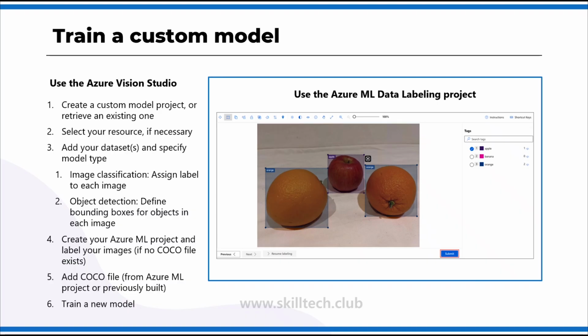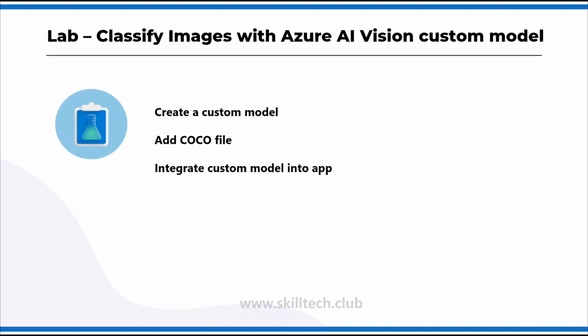After this, you have to create an Azure Machine Learning project and label your images if you do not have any COCO file. Depending on this, you have to add multiple images per category and then do all the labeling. Instead of this, if you want to use a COCO file, you just add the COCO file from your Azure Machine Learning project which you have previously built, and using the COCO file, data labeling is associated automatically. Finally, the last step is to train your new custom model. It's going to take some time, but once the training is done, your model is ready, which you can use in your applications. Now we have a lab which is classifying images with the Azure AI Vision custom model, and we are going to do this practically.